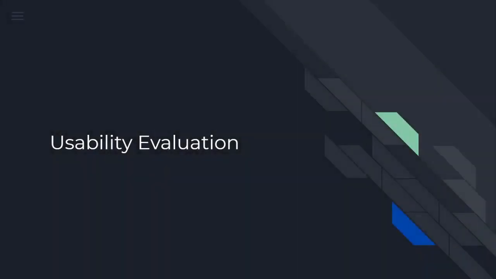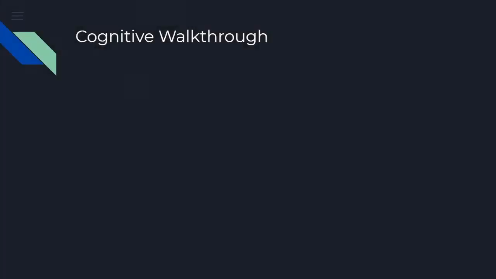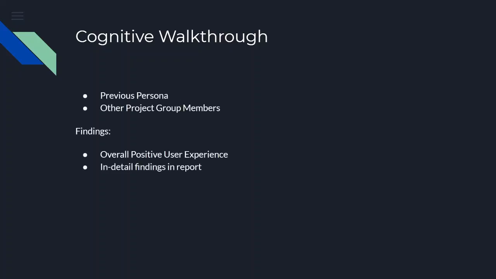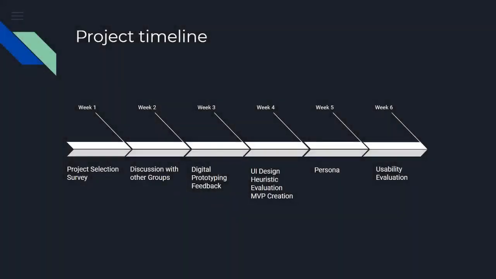For the usability evaluation, we used cognitive walkthrough as the usability testing method. We conducted this at first through the use of the persona that was previously created. We also consulted other project members who were our target audience. The result we obtained was that they had a positive experience while going through the cognitive walkthrough. The in-detail findings of all the week's progress are documented in the project report. Our project lasted 6 weeks.